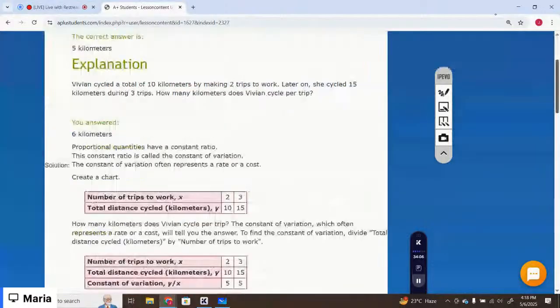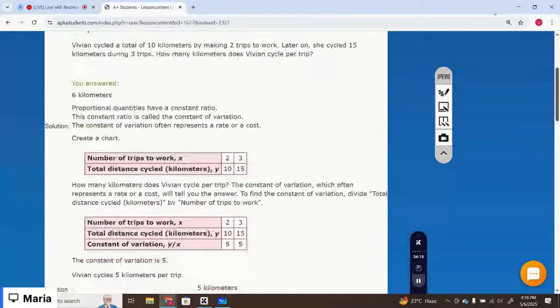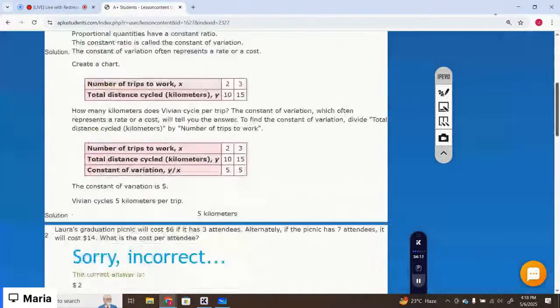So, the quantities have a constant ratio. The constant ratio is called the constant of variation. So, you need to find the constant ratio. So, you have to do y divided by x. So, y is 10, x is 2. So, 10 divided by 2 is 5. And 15 divided by 3 is also 5.